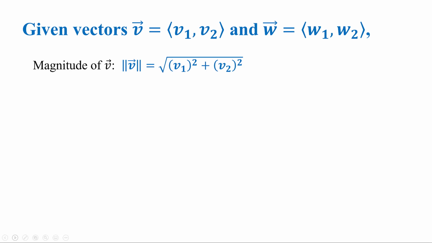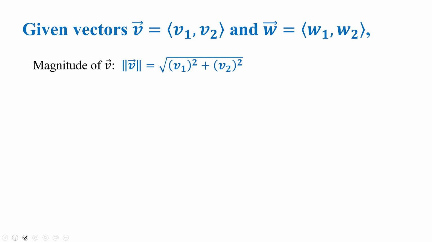Okay, so I'm starting with some properties of vectors. If we're given vectors v equals v1, v2, and w equals w1, w2, then we start with the magnitude of v, which is written with a double bar on both sides of the vector v. The magnitude of v is equal to the square root of v sub 1 squared plus v sub 2 squared.